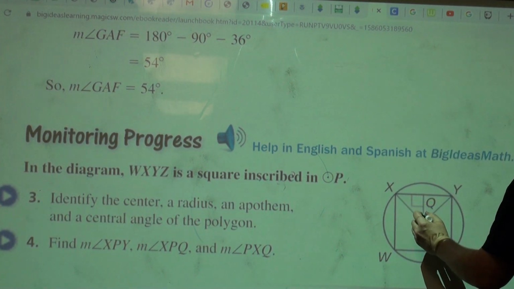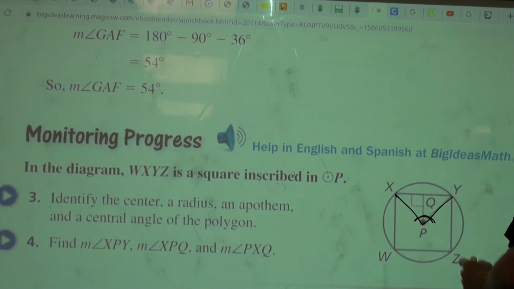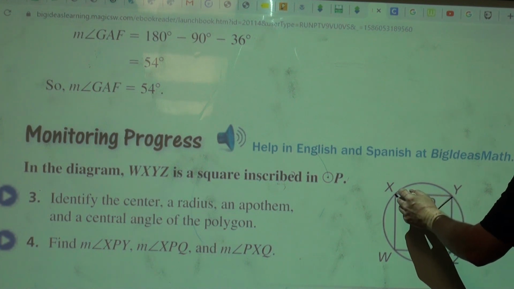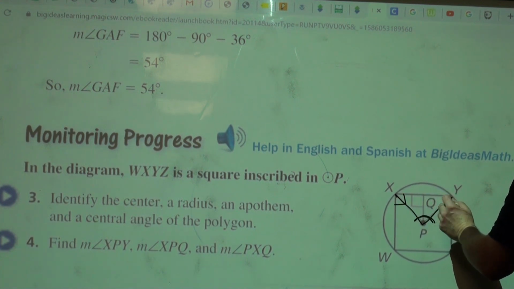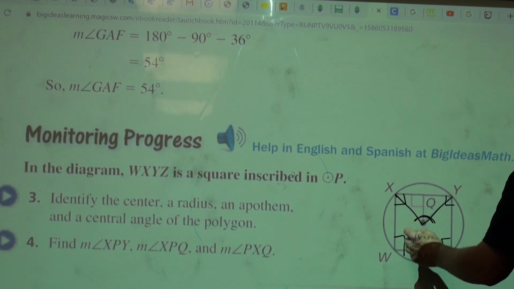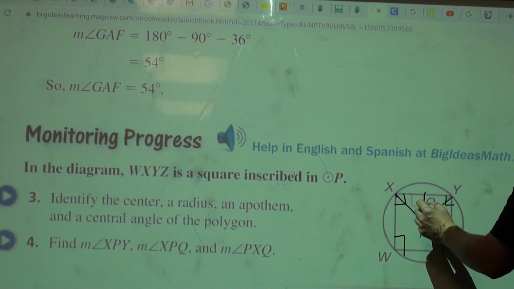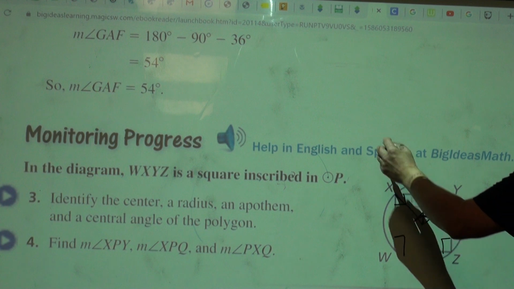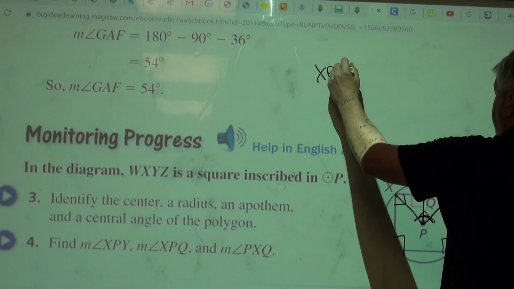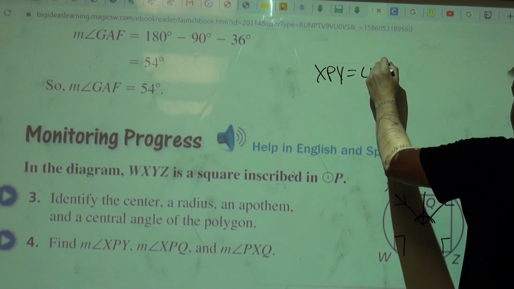I want you to find the measure of angle XPY right here. Well, this is a square, okay? So these angles are all 90 degrees all the way around. And this apothem cuts things squarely in half. So XPY equals 45 degrees. No big deal.